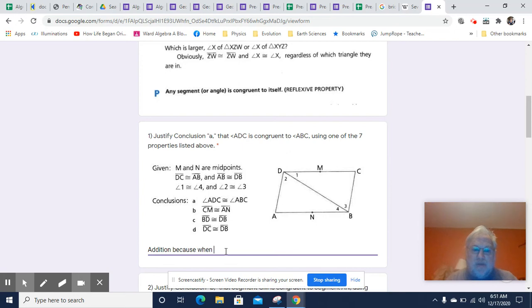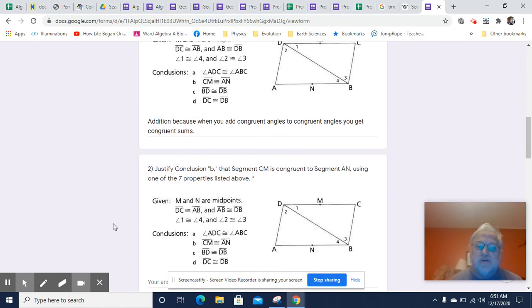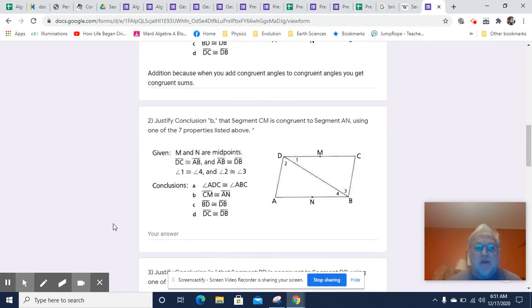because when you add congruent angles to congruent angles, not angels, you get congruent sums, okay? Because 2 plus 1 is going to be the same as 3 plus 4, because angle 2 and 3 are the same, angle 1 and 4 are the same. So if I add angle 2 to angle 1, that's the same as adding angle 3 to angle 4. They are the same thing. You could also use substitution in there, but addition is probably your best bet.